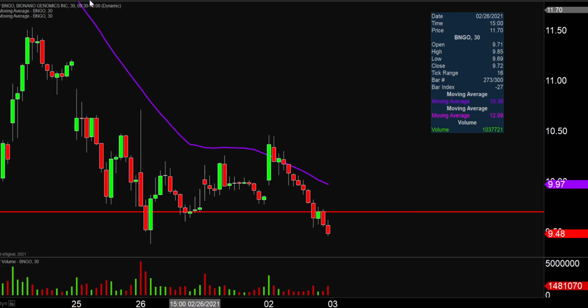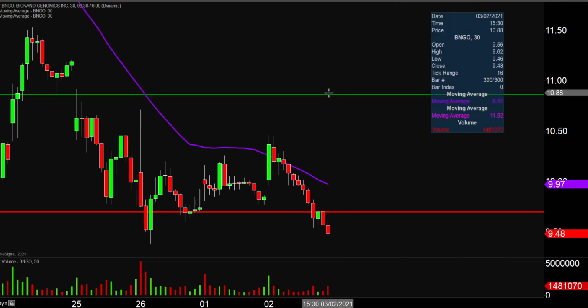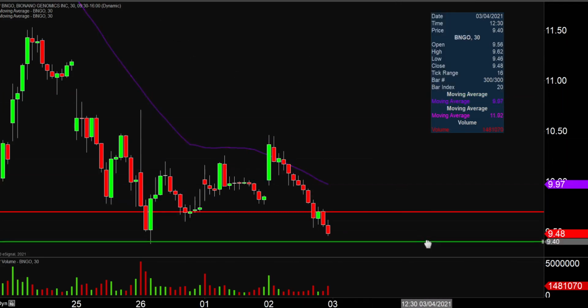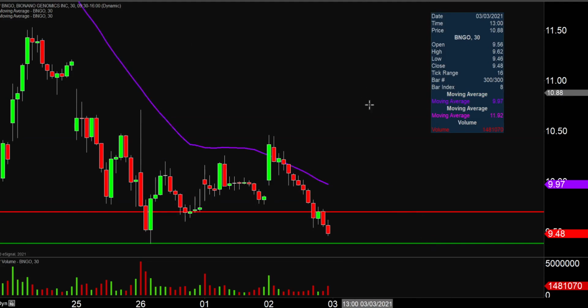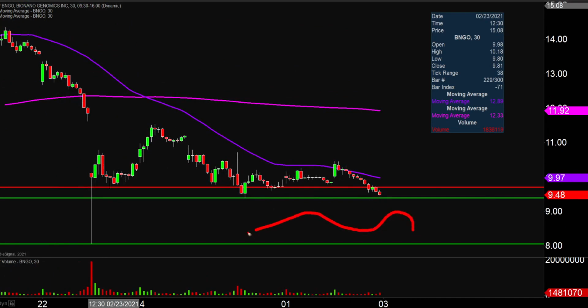As far as areas of support, the level that a whole lot of people are going to be watching moving into Wednesday, and rightfully so, it's a very important level, is going to be right down here at $9.40. Because as you can see here, if $9.40 is not broken, then that all of a sudden puts the price in basically this kind of no man's land right here where you don't have the next level of support until all the way down there at that $8 mark. So definitely a very important battleground coming up here, but we'll see what happens with it.